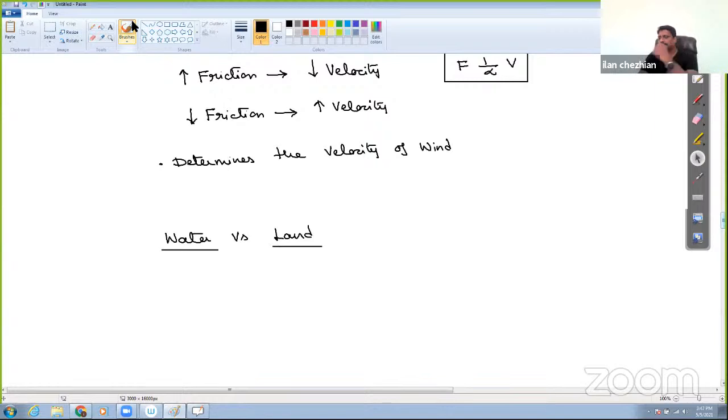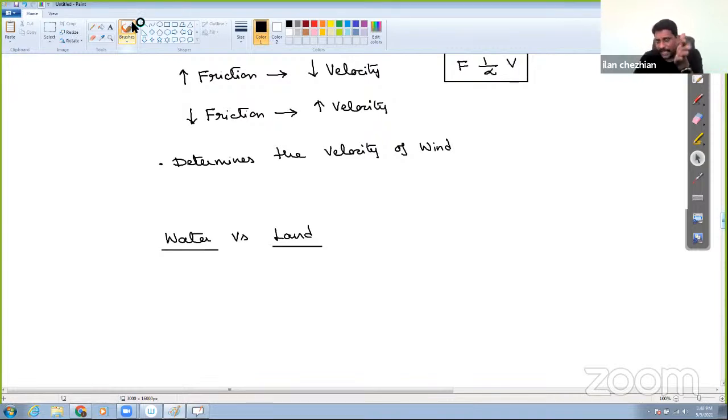Velocity of the wind in land and water is not the same. You have to tell me where you will be having friction should be higher, over water. Is it so, my friend? See, friction is more like a hindrance, my friend.